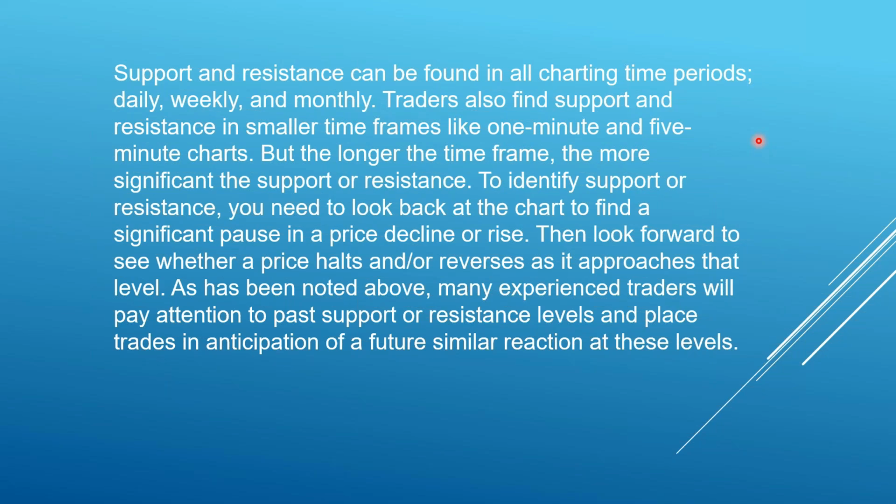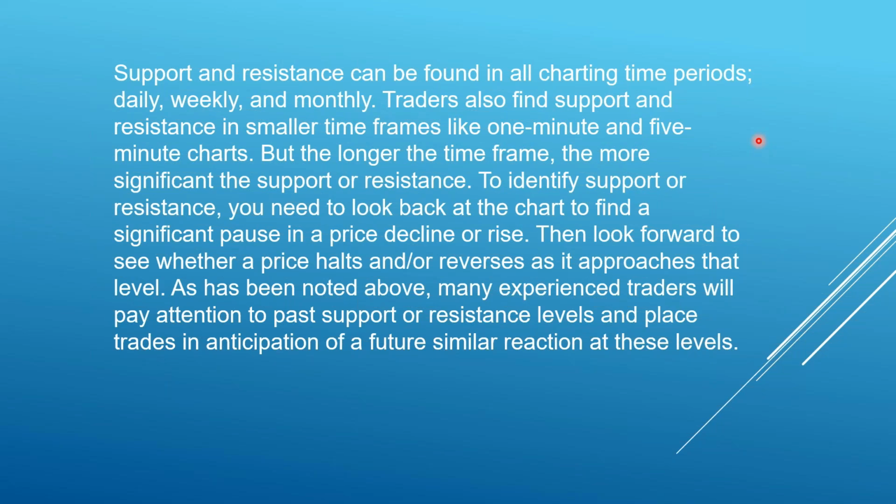So you don't just assume that this is a support or resistance. You have to look at the history. If you remember, one of the 3 key principles in technical analysis is that history repeats itself. So you should look to historical data and see the price decline from a support and resistance before you call this a support and a resistance. So you look forward and you see whether the price holds and/or reverses as it approaches that level.